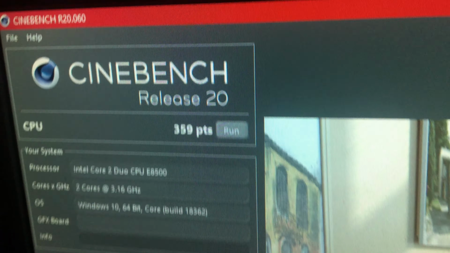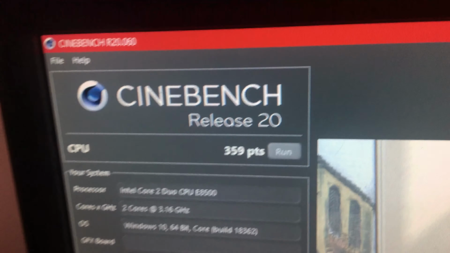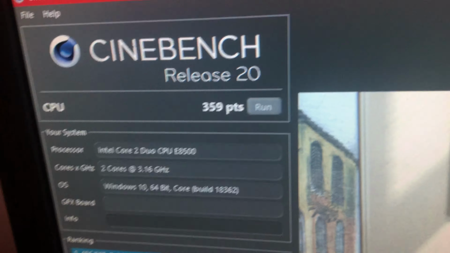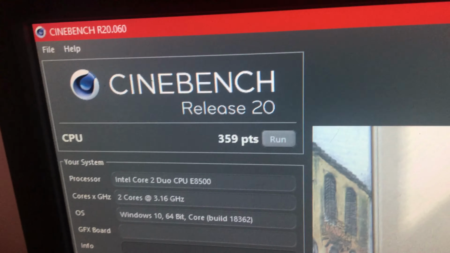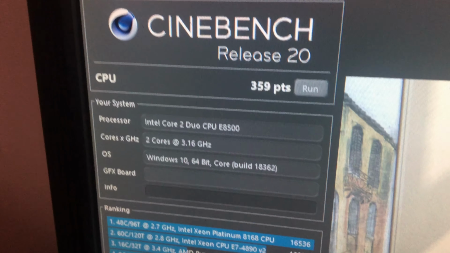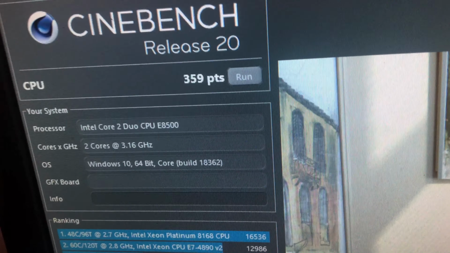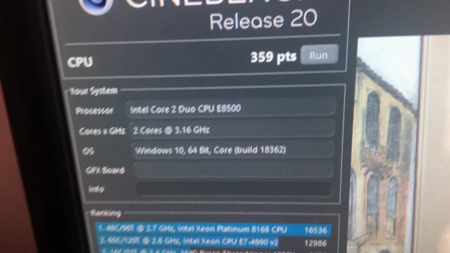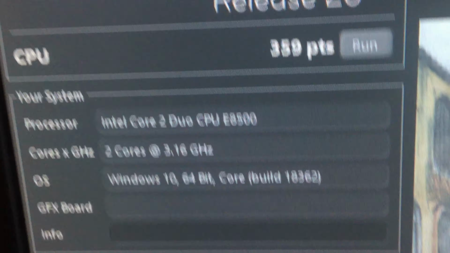Cinebench R20 score. I'm actually planning on selling this computer to Lars. I want to sell it to Lars, but he hasn't messaged me back or anything, so if he hasn't messaged me back by, I guess, August, he can't buy the computer because I'm going to sell it to someone else. But anyway, here it is.